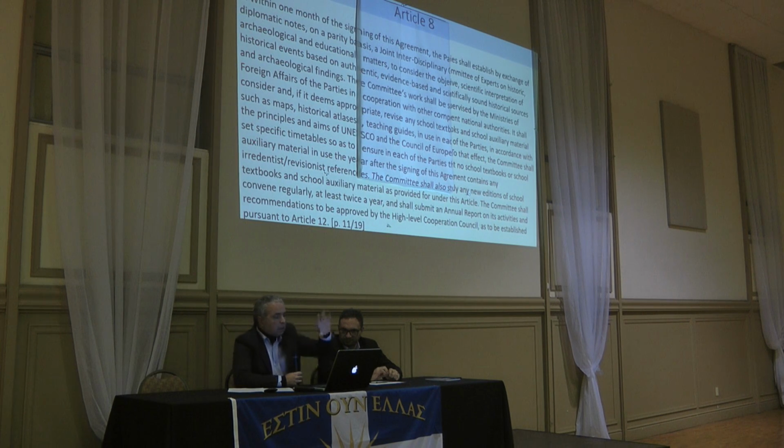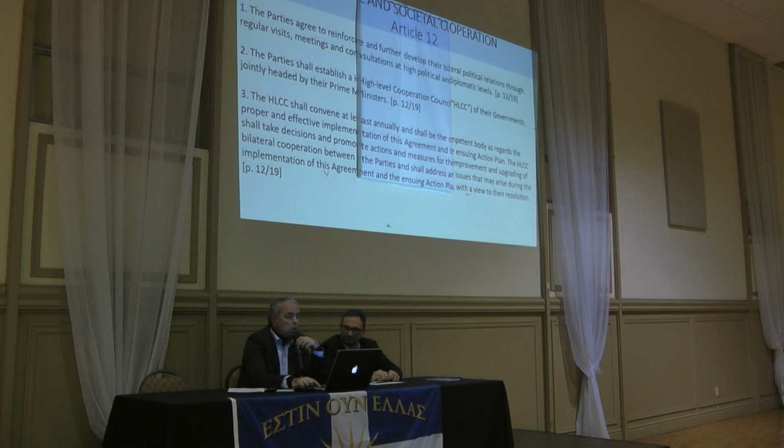So, the first part is more FYROM, the second part is more Greece. You will understand why it's Greece. Because this committee should convene regularly, at least twice a year. This is Greek. You know it. So don't worry, then we need at least one century to do this. By the way, they should be approved by the High-Level Cooperation Council. So we will define this council in Article 12. So this is also Greek, Article 12, don't worry.